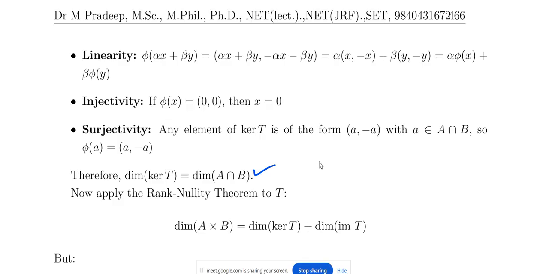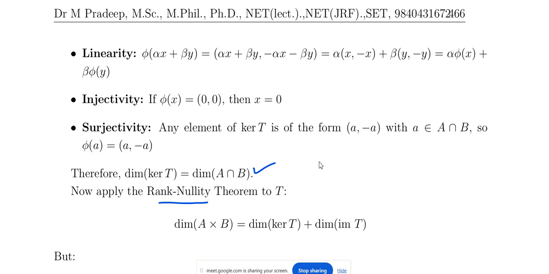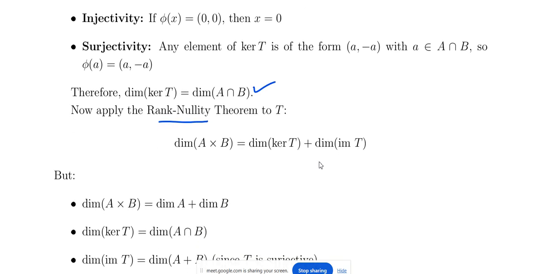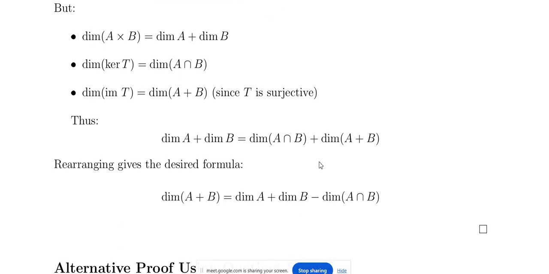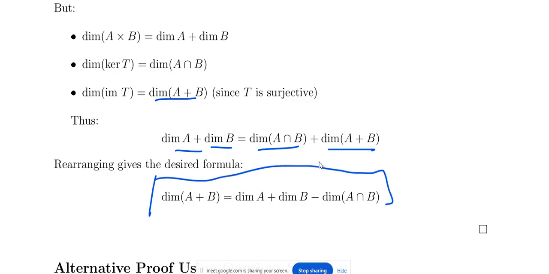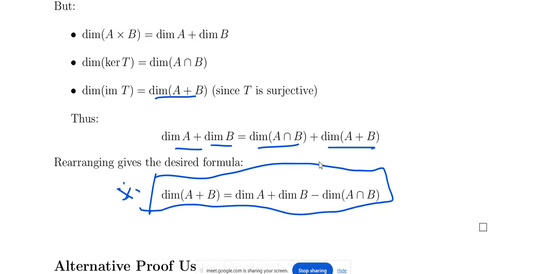Therefore, when you apply the rank nullity theorem, the dimension of A cross B equals the dimension of kernel T plus the dimension of image of T. That means the dimension of A cross B equals dimension of A plus dimension of B, the dimension of kernel T equals the dimension of A intersection B, and the dimension of image of T equals the dimension of A plus B. So from this, dimension of A plus dimension of B equals dimension of A intersection B plus dimension of A plus B. It is a very important formula. The rank nullity theorem you should know a little bit.